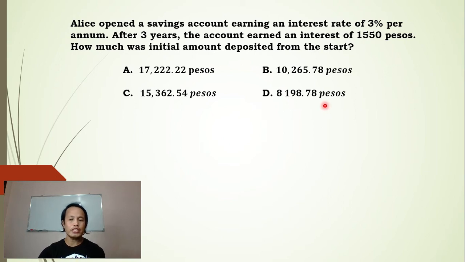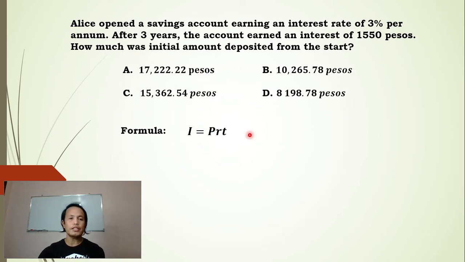So in this problem, this is an example of a simple interest problem, since we are given the rate, the time, and the interest. So we will be using this formula, I equals PRT, which means the interest is equal to the principal times the rate times the time. But we will have to do some manipulation in this problem because we are to find the principal.